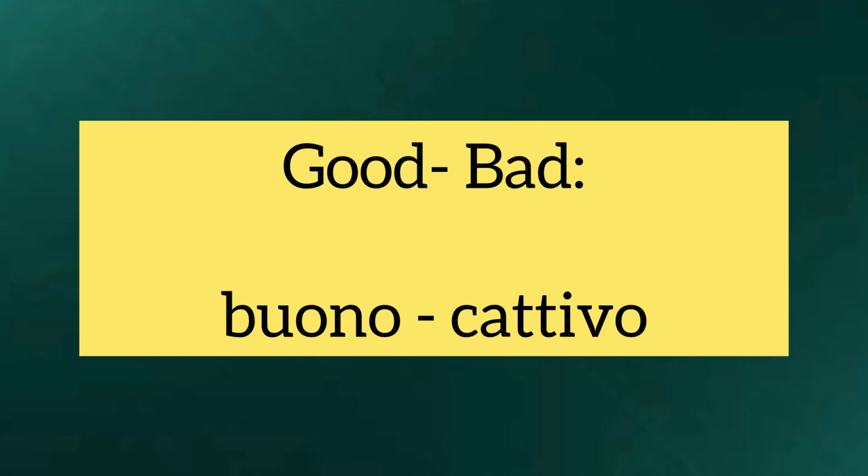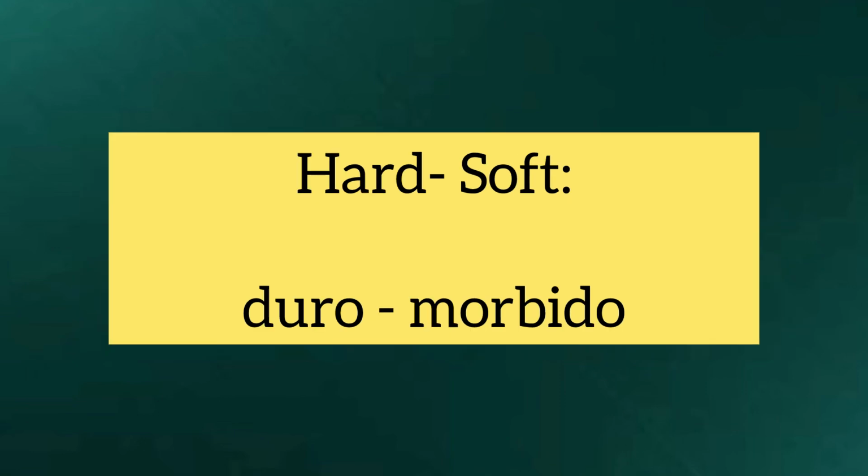Next one is good, buono. Good in Italian is buono. Bad, cattivo. Good in Italian is buono and bad in Italian is cattivo. Buono, cattivo.